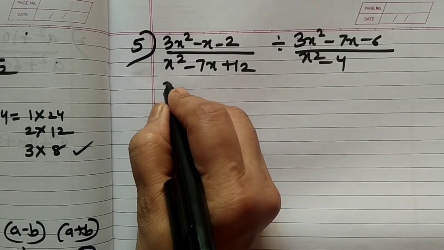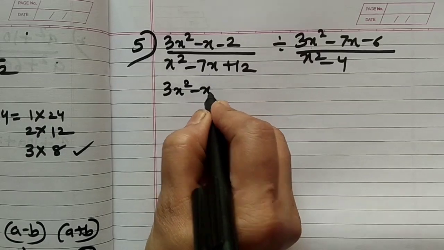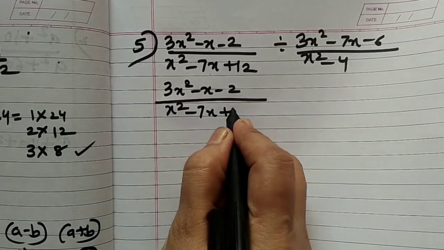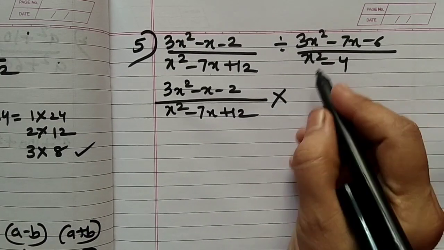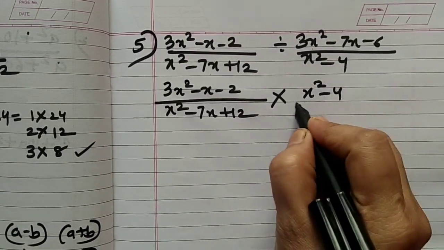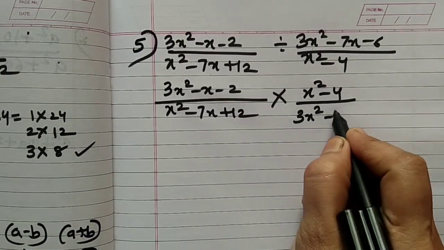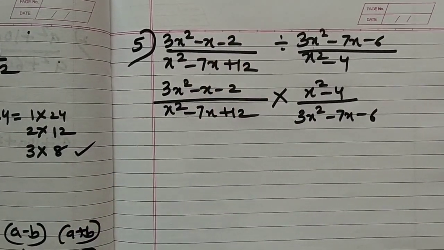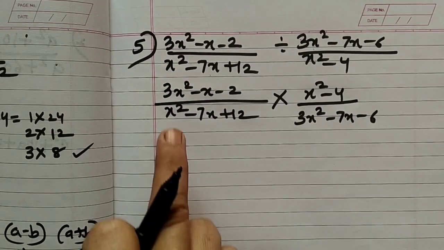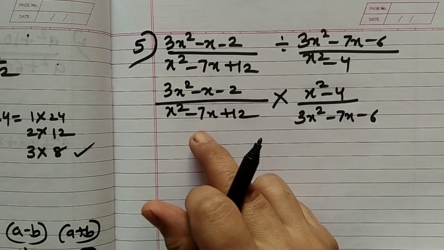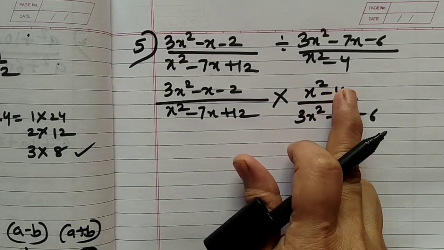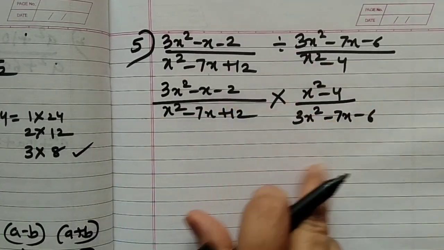So I have to first write the sum as 3x square minus x minus 2 upon x square minus 7x plus 12, multiplied by, now x square minus 4 will come up and 3x square minus 7x minus 6 will go down. First you have to do this step. Now we will solve each of these. We'll solve this also, a square minus b square. So here we have to solve all the 4.